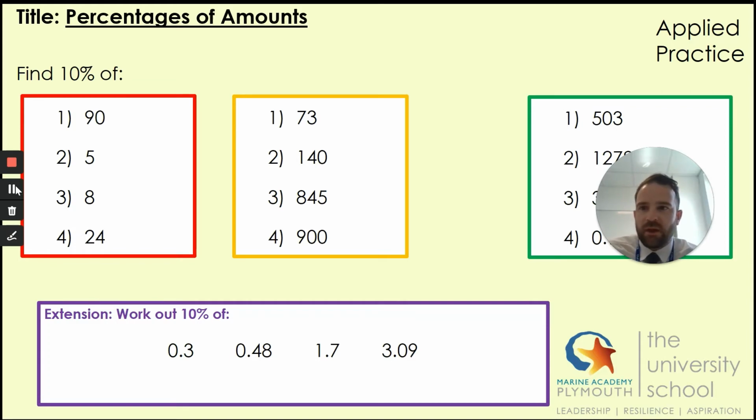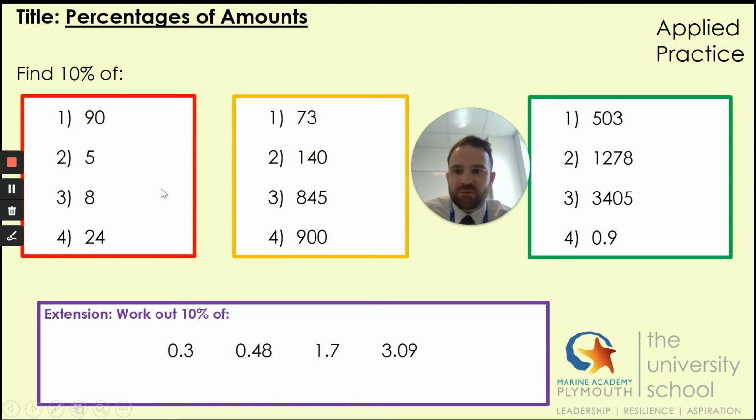Excellent. Okay, so now is your applied practice. You've got 4 questions in the red box, 4 in the orange box, and 4 in the green box. So work through those questions. Pause the video in a second when I tell you to, and give yourself no more than 4 minutes to work through these. If you complete all those, well done. Move on to the extension, but you're working out 10% of all these numbers. Pause the video now and 4 minutes to work through these.